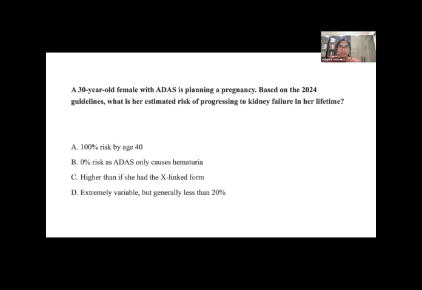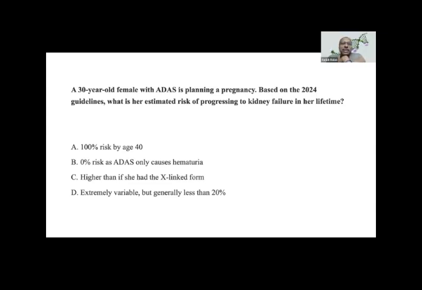One more question. A 30-year-old female with autosomal dominant Alport syndrome is planning pregnancy. Based on the 2024 guidelines, what is her estimated lifetime risk of progressing to kidney failure? It will be extremely variable, no? Because autosomal dominant Alport is not very predictable.